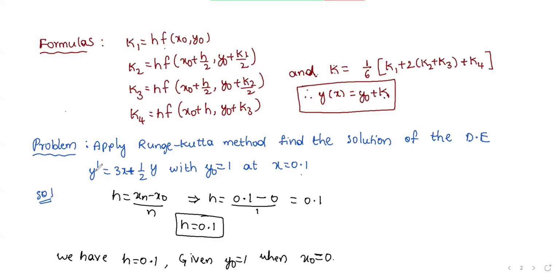The formula is h into f of x naught comma y naught. That is equal to h, meaning 0.1, into f of x naught comma y naught, meaning the given function, f of x comma y. That is 3x, dy by dx.